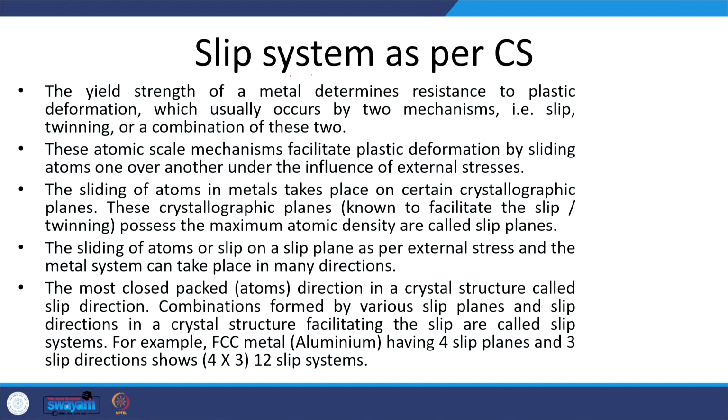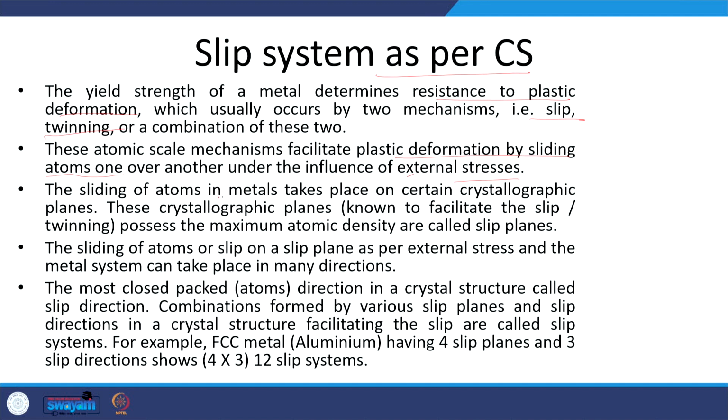So, slip systems, as per the crystal structure: the yield strength of a metal determines the resistance to the plastic deformation which occurs. Plastic deformation usually occurs through slip or twinning, or a combination of these. These atomic scale mechanisms facilitate plastic deformation by sliding of the atoms of one layer over another under the influence of external stresses. So, one layer of atoms slides over another layer to facilitate the deformation by slip or twinning mechanisms.